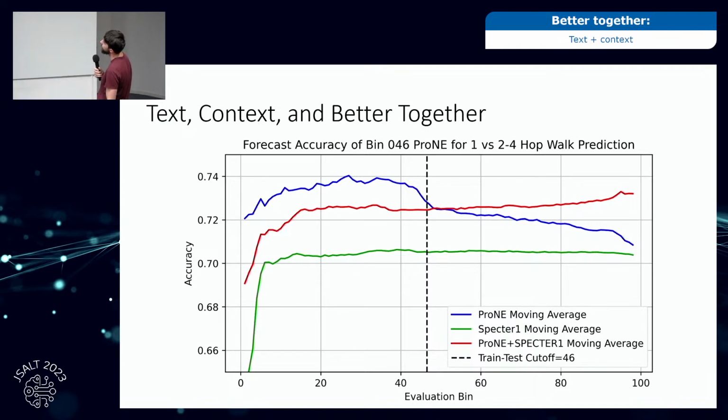But when we start forecasting, it turns out the best strategy is to use prone when we have it, and then to use this red strategy, which we call prone plus Spectre. And what we do here is if we can form a prone embedding, we do, using the strategy Rodolfo was talking about, where we take the average of the paper's references to form the embedding. And if we can't find any references, we use Spectre. So use the references when you have them. When you don't have them, use the text.